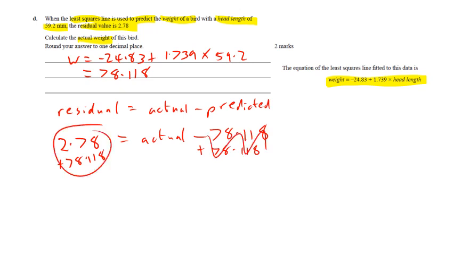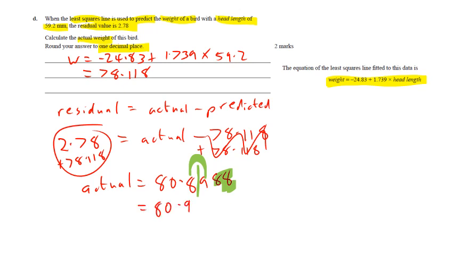This all disappears, and you end up with actual equals 80.8988. But again, check what the question's asking for. It says 1 decimal place. So we chop off here, and then we look at that, this doesn't mean anything. So the 9 means the 8 goes up. So we've got to say it equals 80.9, and it's weight, so we should really put a gram unit there just in case.